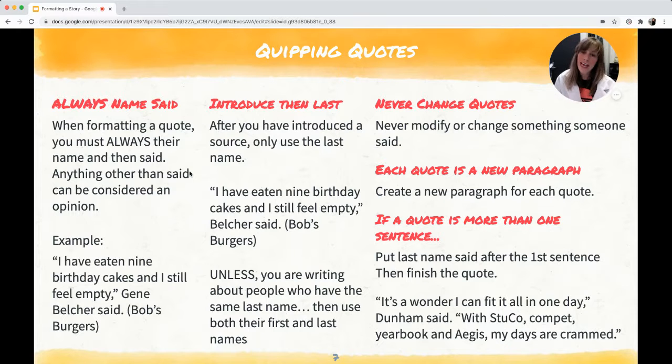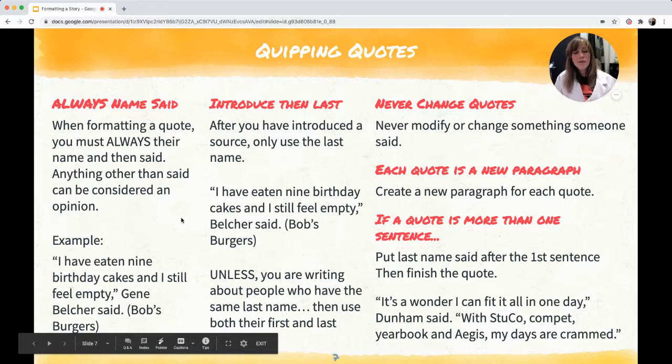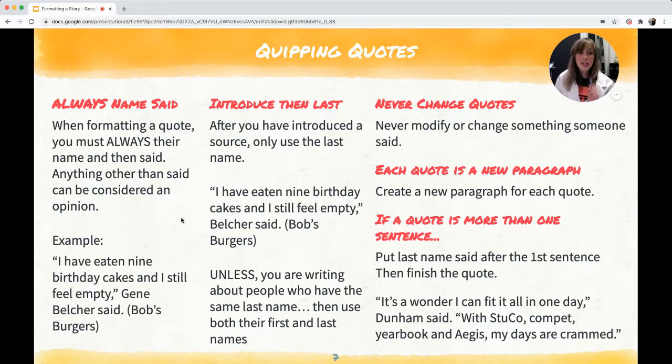Okay, unless. I have all these unless, I have a lot of caveats, all right? But here we go. Unless you are writing about people who have the same last name, then you're going to use their first and last name each time. But you are never just going to use their first name, ever, okay? So if I were writing about Tina Belcher and Jean Belcher, because I had both of them in my story, then I'm going to have to say Tina Belcher, Jean Belcher, Tina Belcher, Jean Belcher. I'm never going to say just Belcher, and I'm never going to say just Tina or just Jean, because I have 2 of them, right?